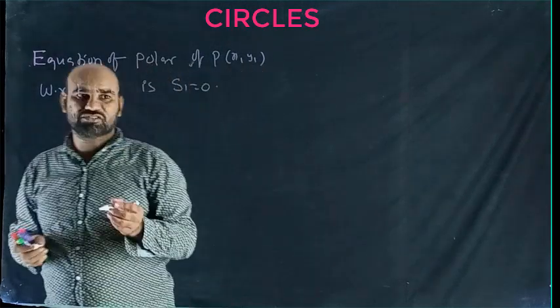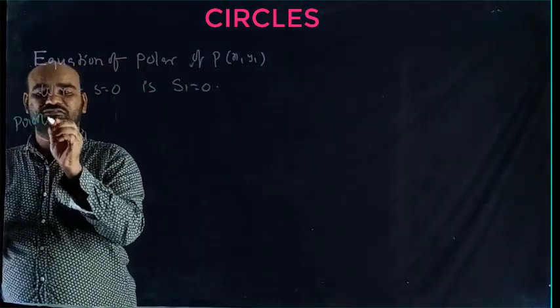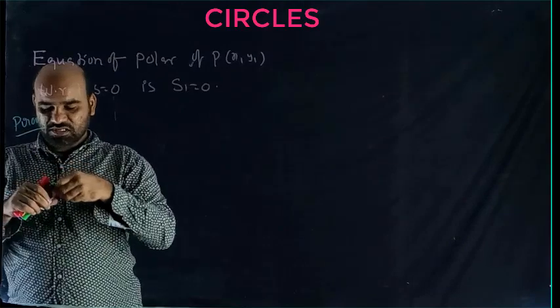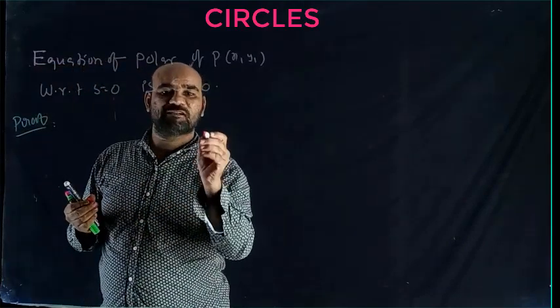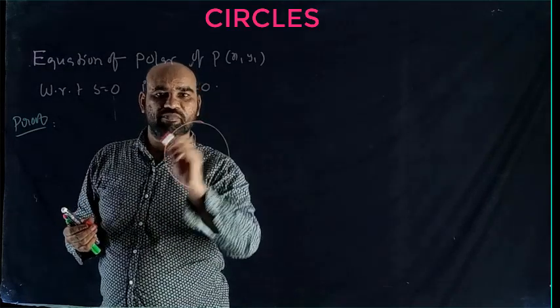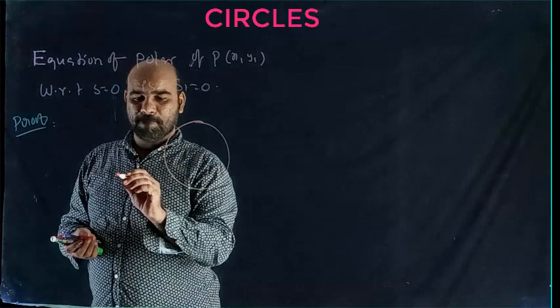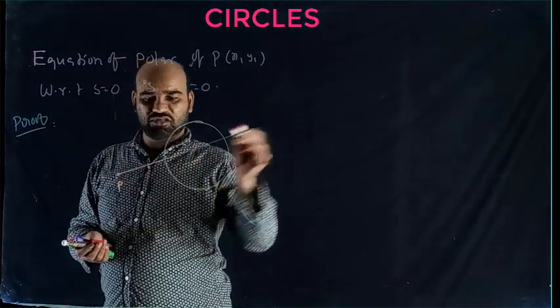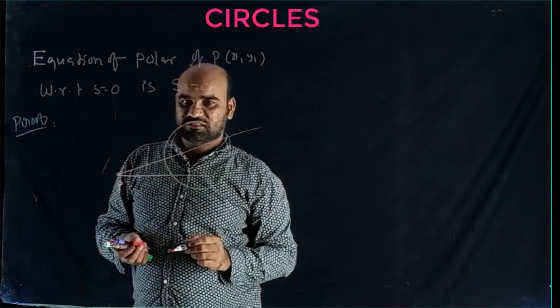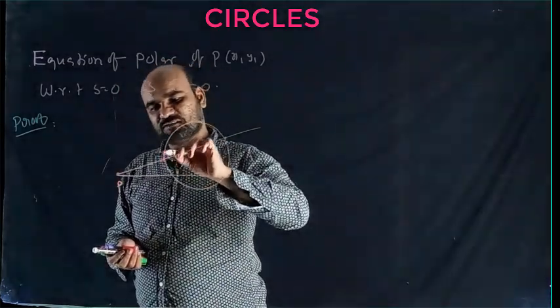Now I want to prove this. Proof. Listen, all of you. This is a circle. Now I am taking the general case, in the sense that P is exterior to the circle. This is P. Through this point you can draw so many lines. Through this point tangents are drawn.